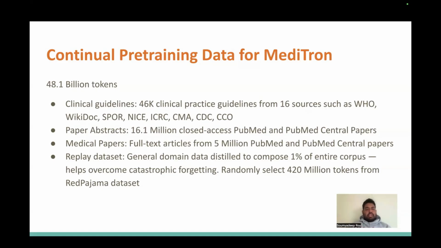Then we have paper abstracts, like 16.1 million biomedical literature papers. Then we have full text articles, since some are just the abstracts, whereas the PubMed open access subset is the one which has the full text. And finally, we have the replay dataset that was used to prevent catastrophic forgetting. This is usually, they have said, 1% of the entire corpus, right?